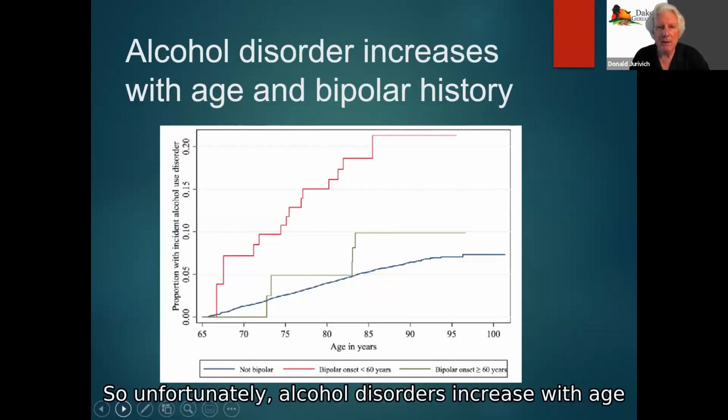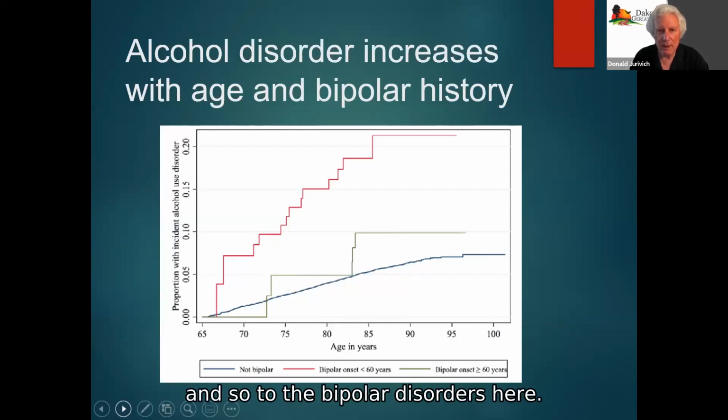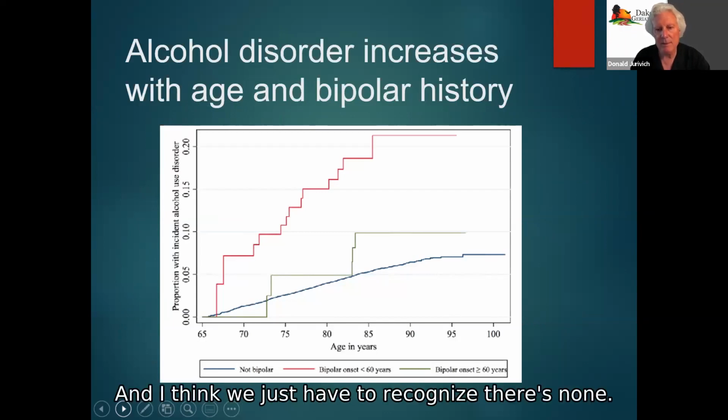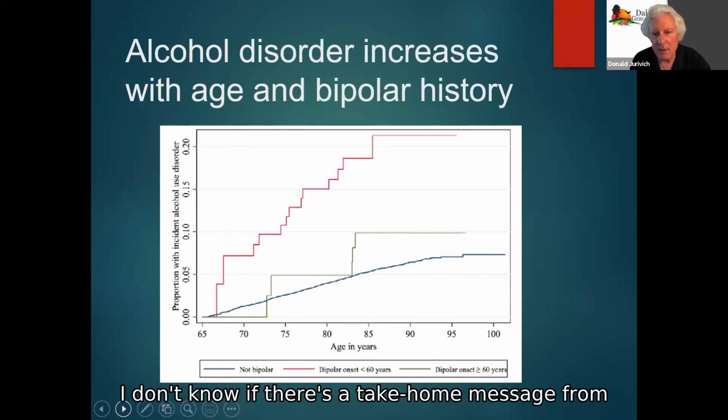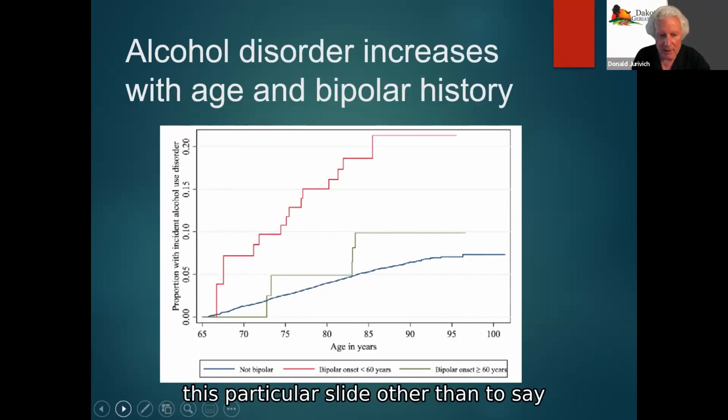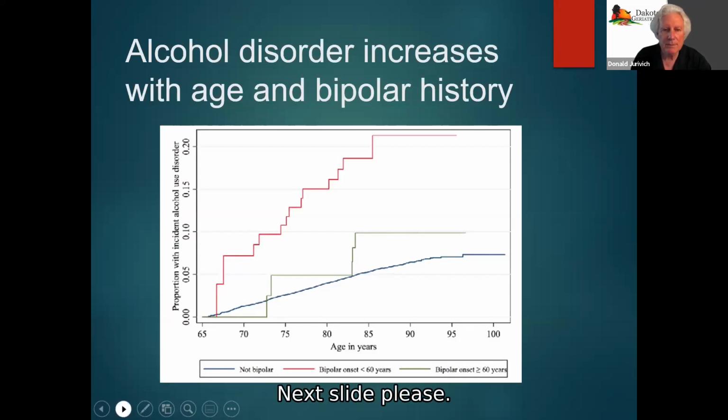So unfortunately, alcohol disorders increase with age, and so too these bipolar disorders here. And you can see the green line there showing the onset of these bipolar disorders over time. I don't know if there's a take-home message from this particular slide other than to say that the onset of bipolar can occur later in life. Next slide, please.